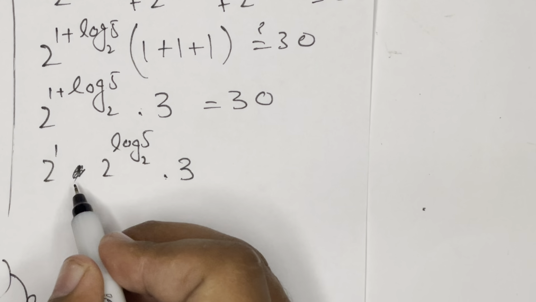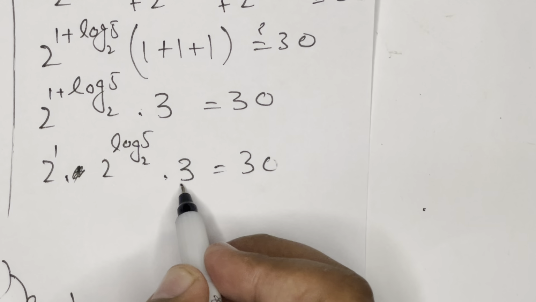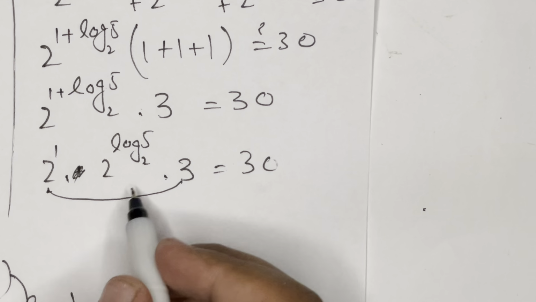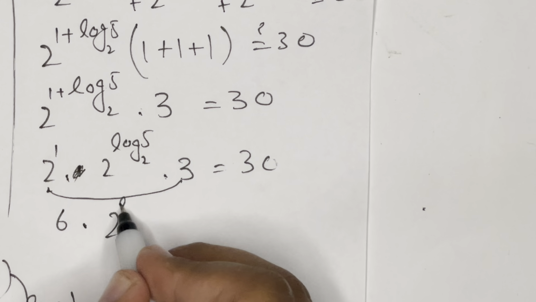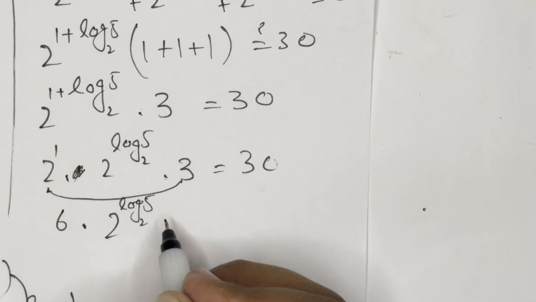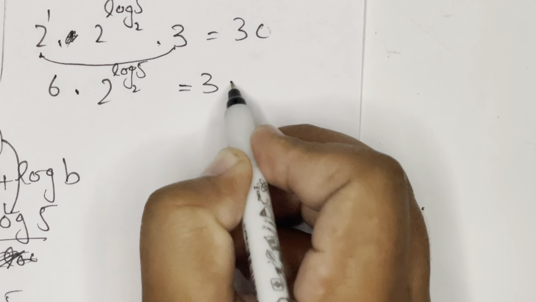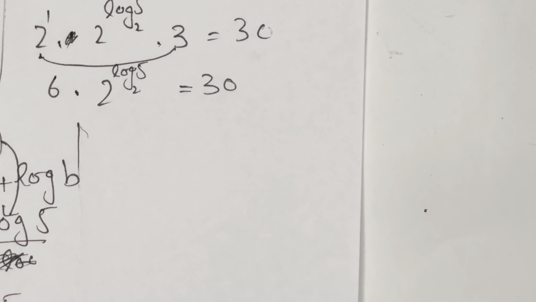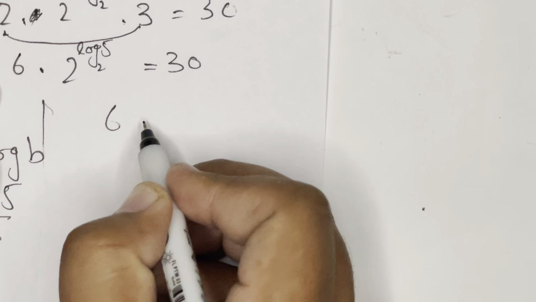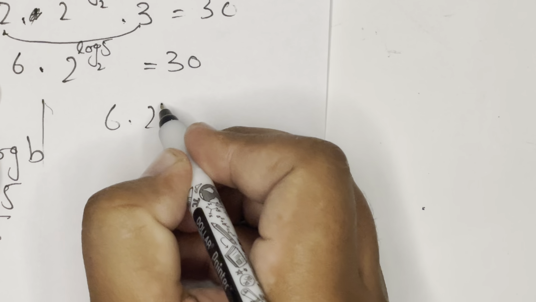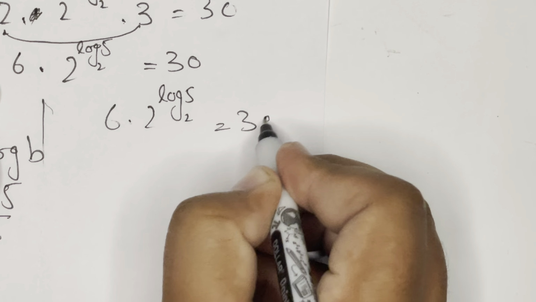Sorry, I have to write a multiply sign here. Now I am going to multiply these two terms, and I can write it like that: 6 into 2 power log 5 with base 2 equal to 30. So the remaining part will be here: 6 into 2 power log 5 with base 2 equal to 30.